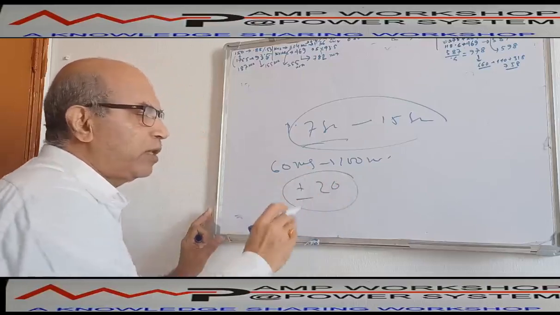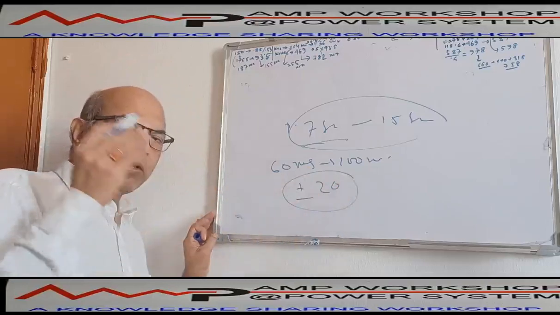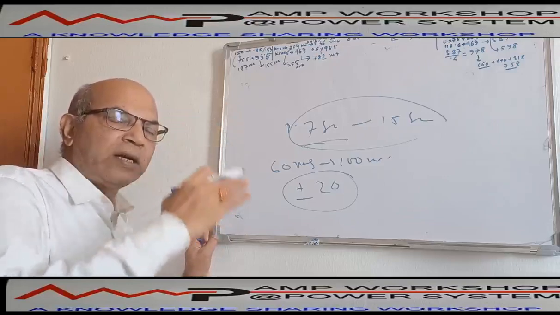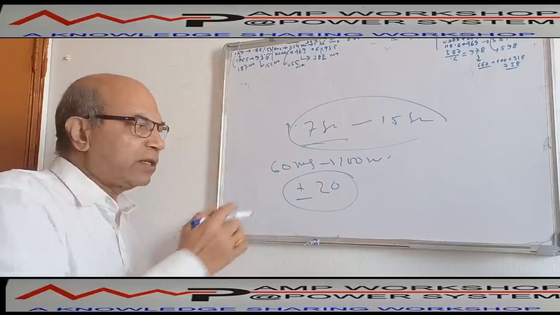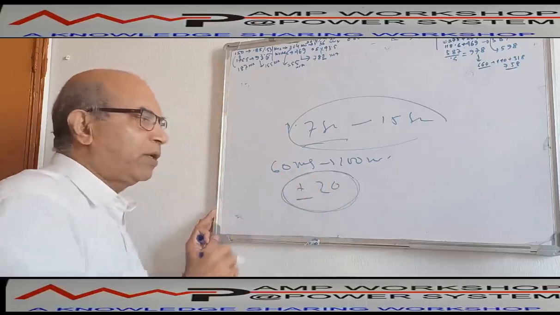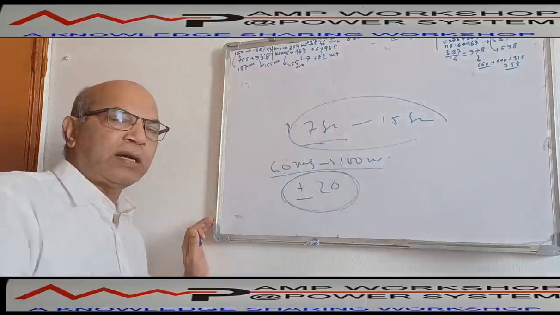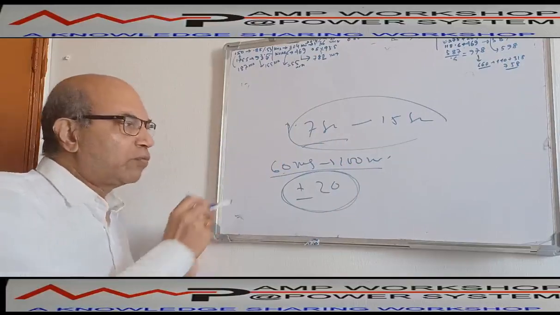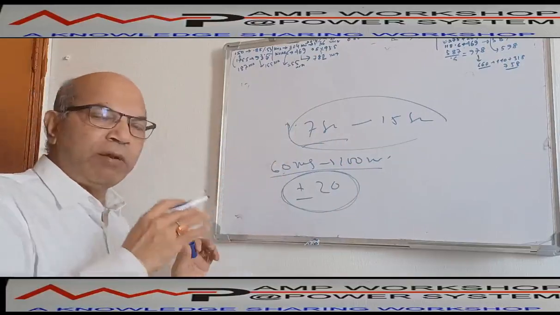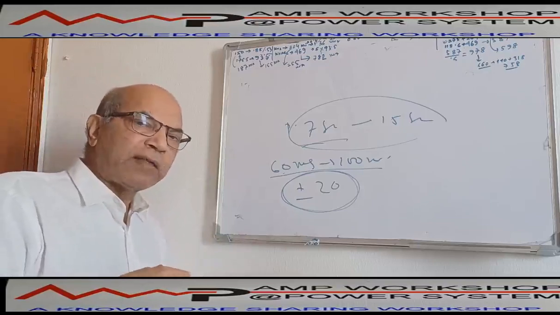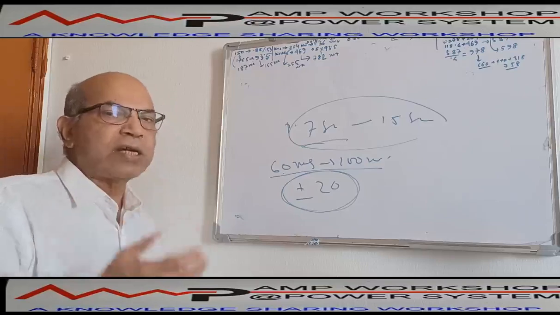In the AVR setting, we can put the window at plus minus 20%. When the generator voltage goes down, it will increase the excitation. If the voltage goes up, it will reduce the excitation, and it can operate within the band. The operating time is very small in comparison to the motor starting time. So from this point, the AVR will try to maintain the generator terminal voltage, which further helps us reduce the generator size.